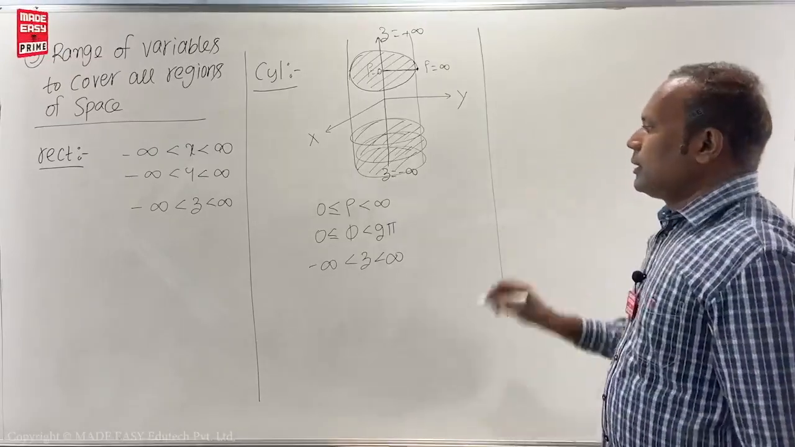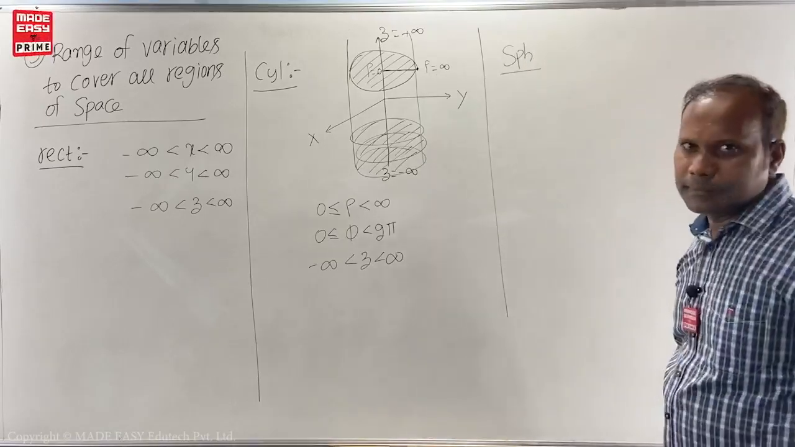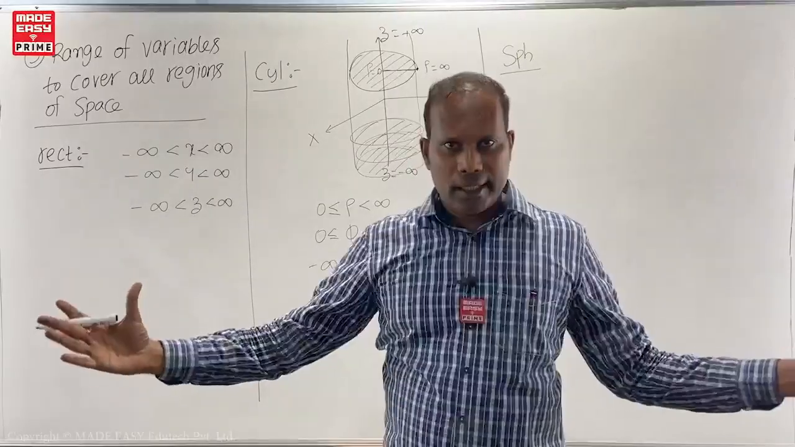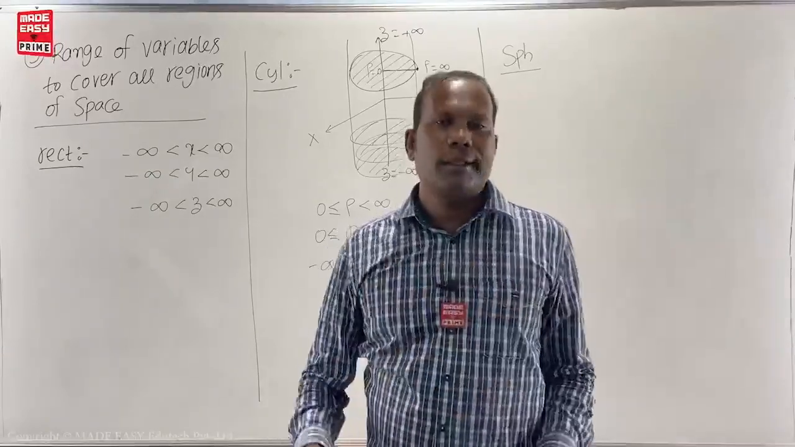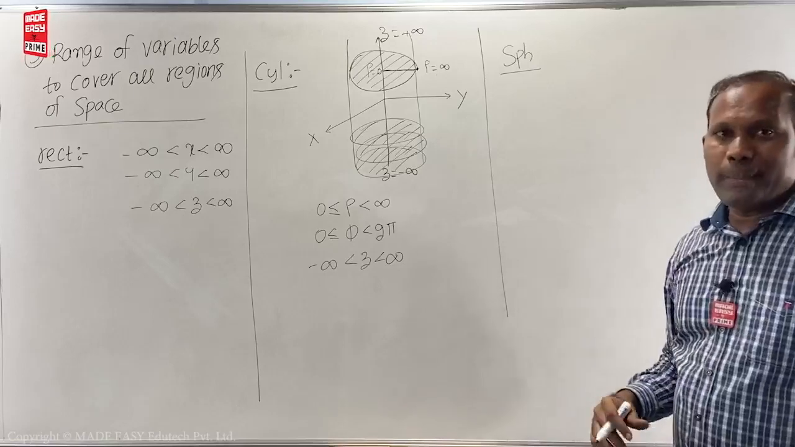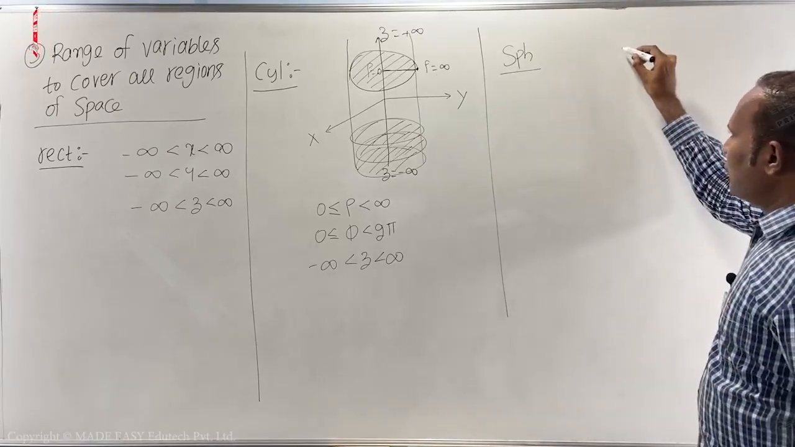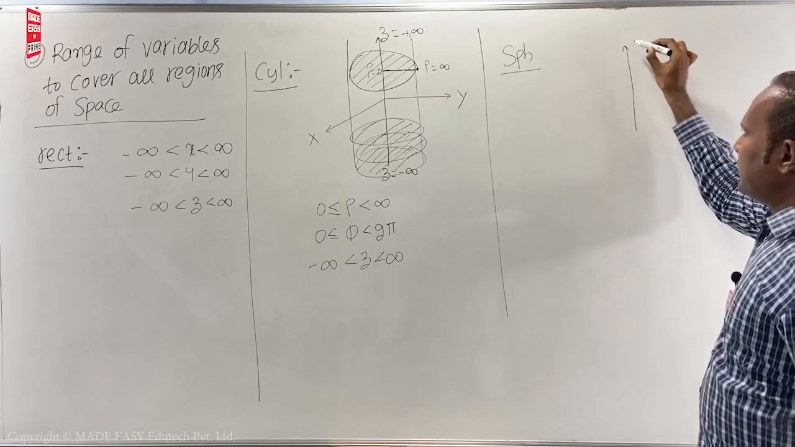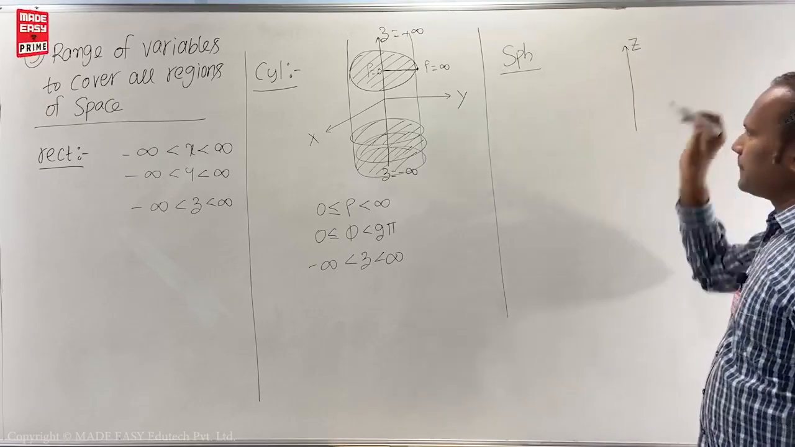Now we will see the spherical system. In the spherical system, we consider the universe as the biggest sphere, and the discussion is what the limits should be for that. So we will assume the universe as a biggest sphere in the spherical system. For that, you take this as the z-axis.